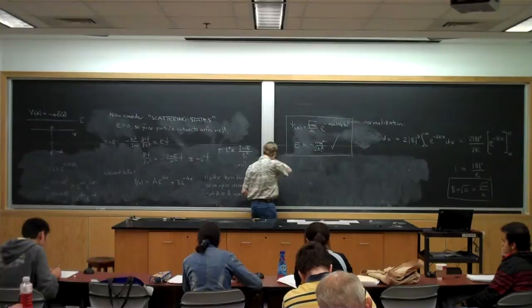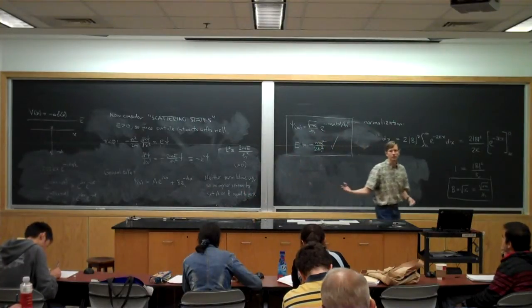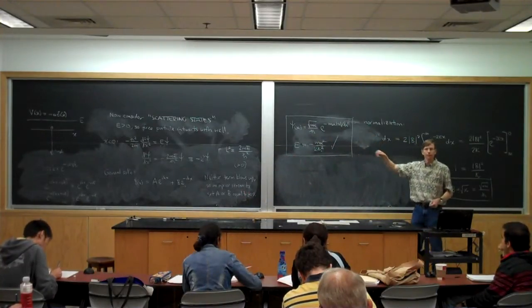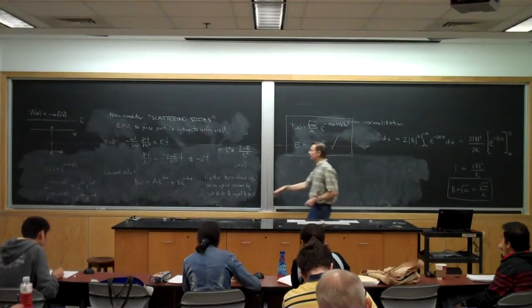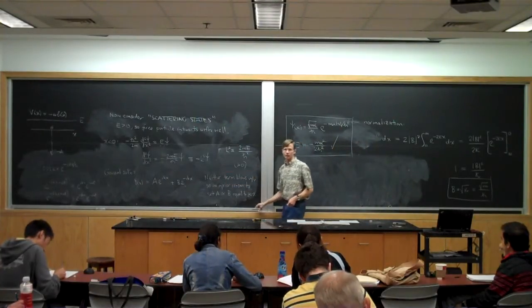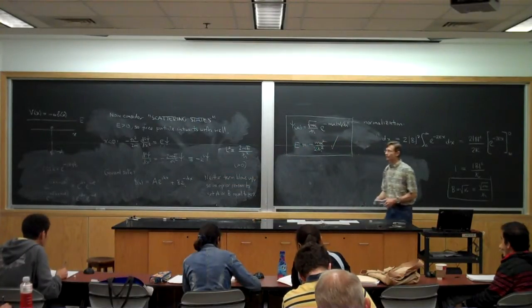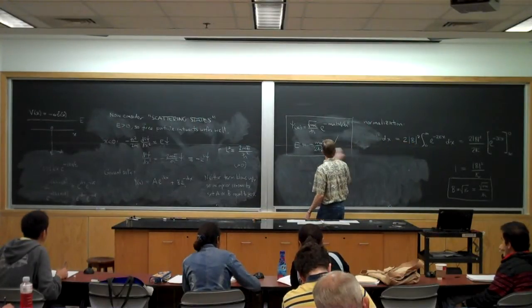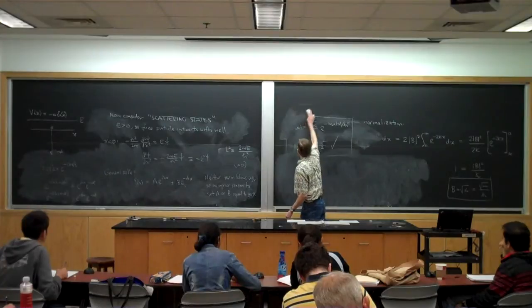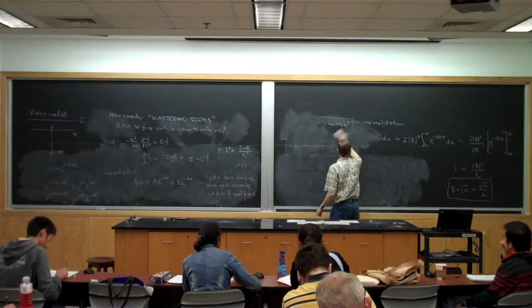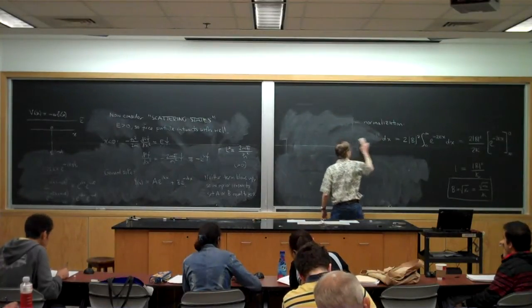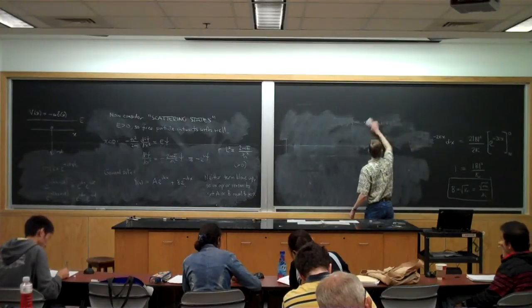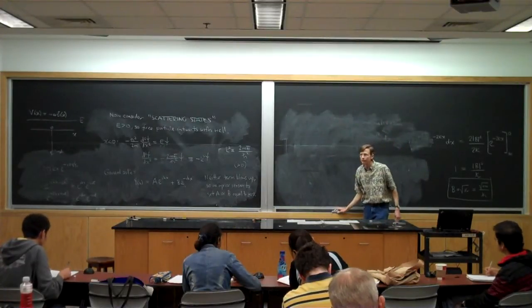Unlike when we found the bound state, where you had to throw away one term because that term would blow up if you went to minus infinity, neither of these terms blows up as you go to minus infinity along the x-axis. They both just happily wiggle along. Okay, any questions?